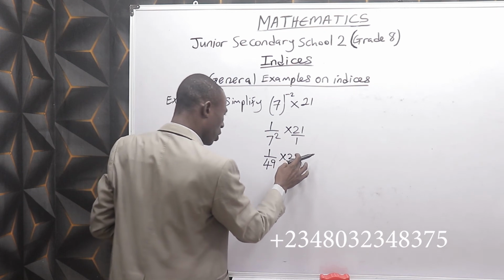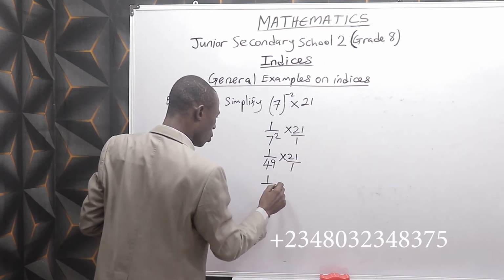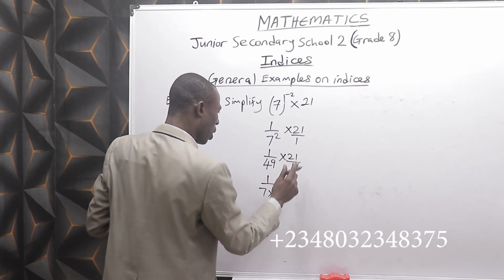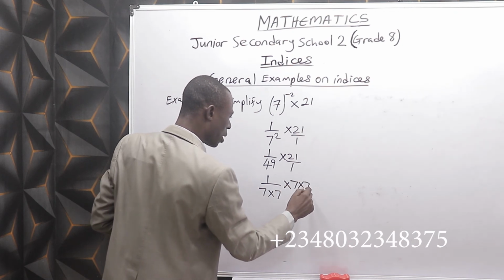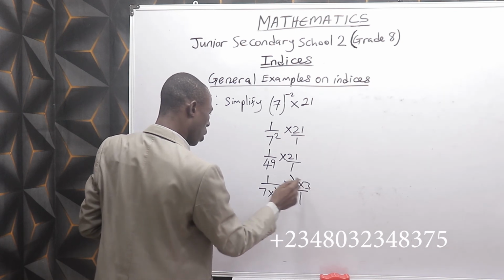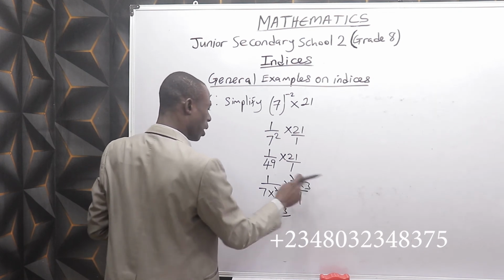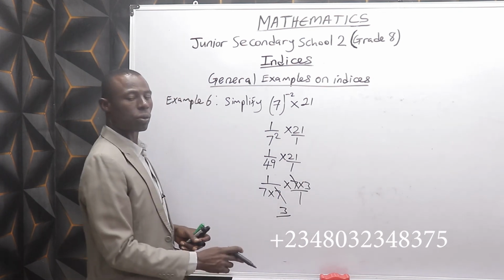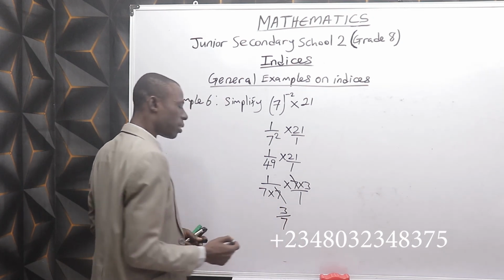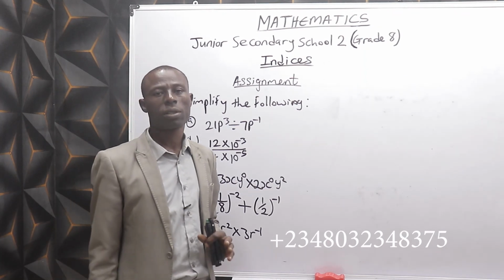Now, breaking 21 into factors, then 49 into factors, we have 1 over 7 times 7, times 21, which is 7 times 3 over 1. 7 will take care of 7. So at the numerator part, we have 3, because 3 times 1 is 3. At the denominator level, we have 7 and 1. So 7 times 1 is 7. That is the answer. Now we have come to the end of indices.